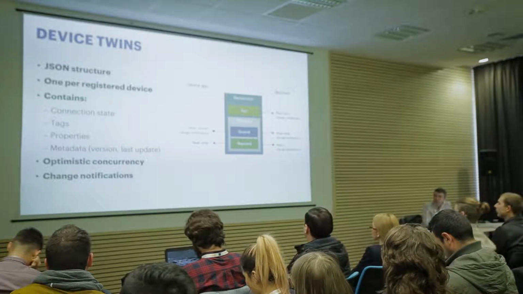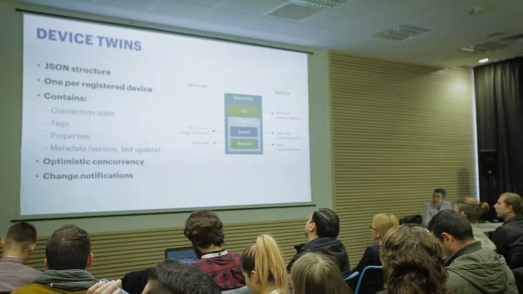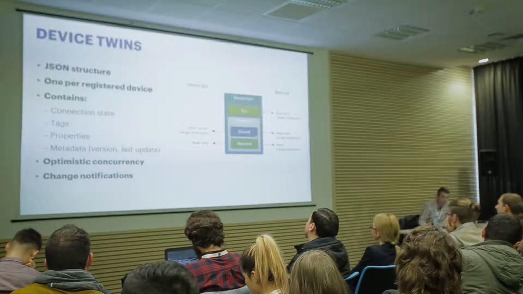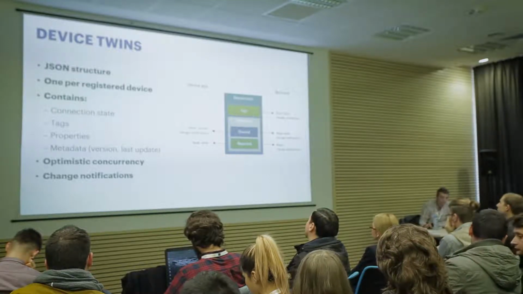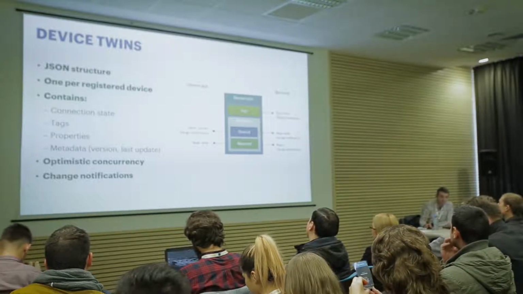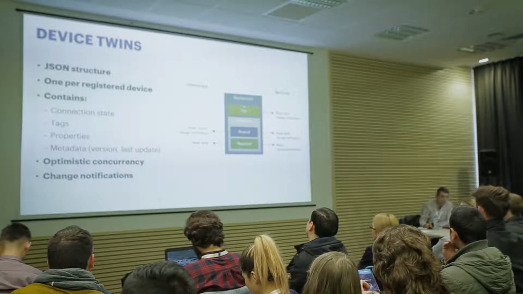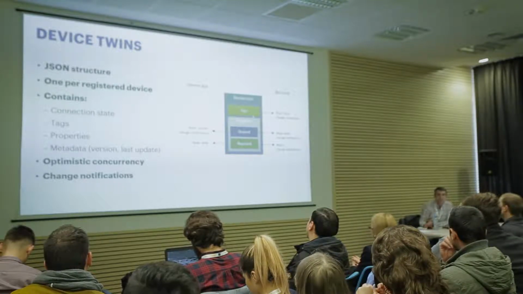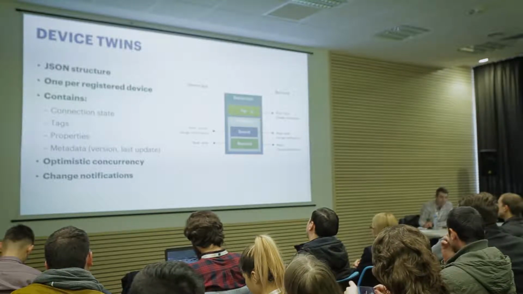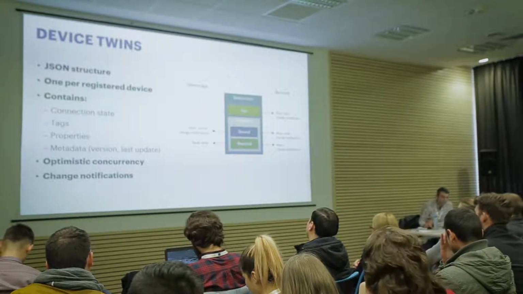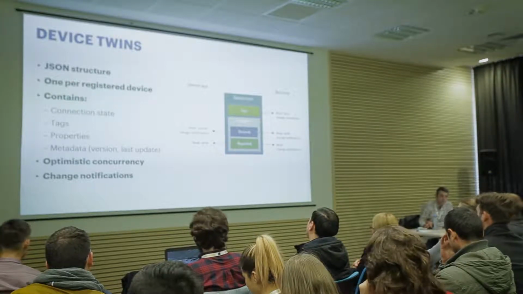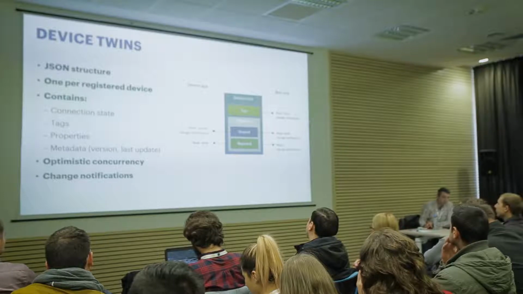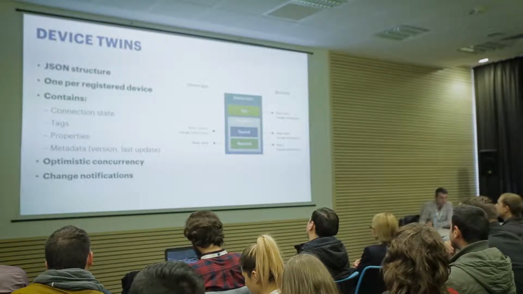The model of updating is optimistic concurrency, and it also has change notifications. So basically, when the backend, let's say, updates a desired property, so this is the diagram. The backend can read tags and change tags. The device doesn't have access to the tags. These are for management on the backend side. The backend can also read and write desired properties, and can only read reported properties. The device can read the desired properties and can read and write the reported properties.